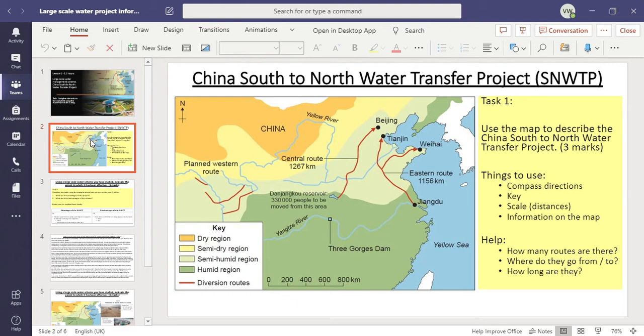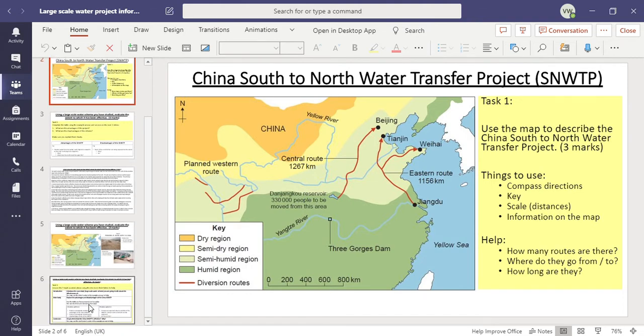Obviously, there are little tasks on here and they feed into the big one, which is what I'm going to talk about. But it's worth just pointing out here that these red lines are the routes where they're going to move water. So it's where they're going to dig those big man-made canals and they're going to ship water from it. And the question that you're answering is whether or not you think it was the right choice. So it's a 9-marker, both sides of the argument.